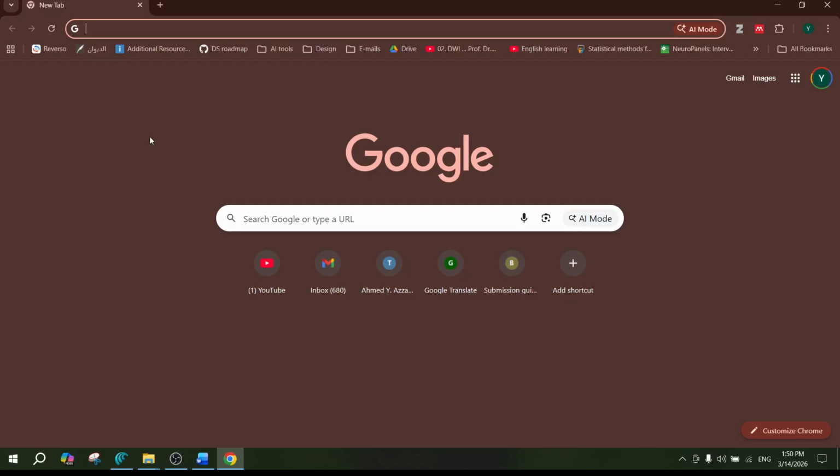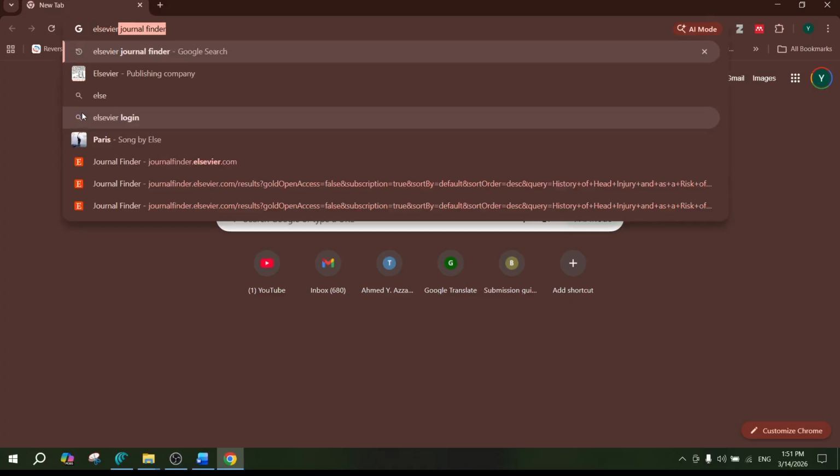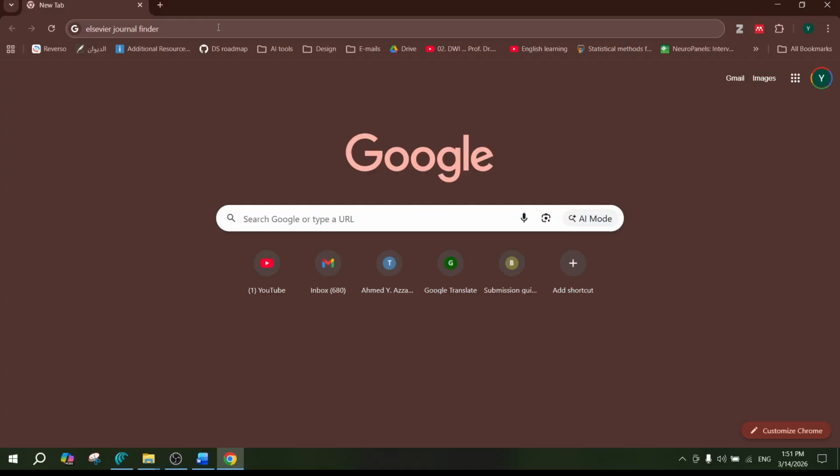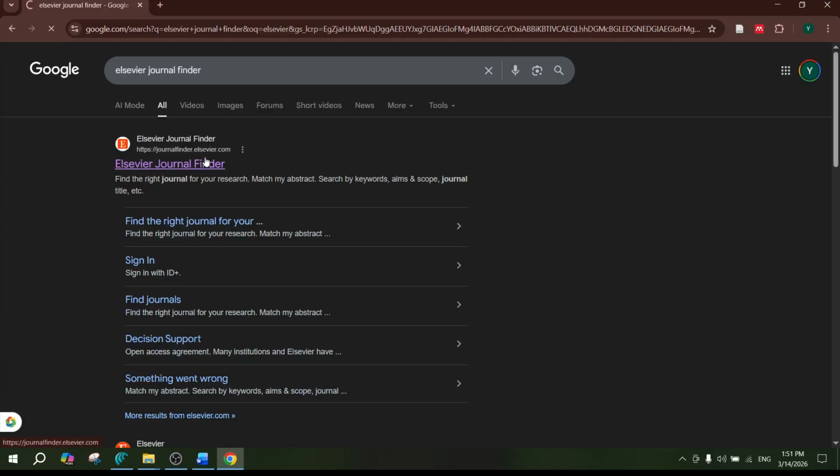All of us know Elsevier. It's a famous publisher, and most publishers like Elsevier, Springer Nature, and Wiley provide a service, which is a search engine where you can put your title and abstract of your research paper, and it will suggest journals to you where you can send your paper. So let's just go to Google search. Let's see Elsevier journal finder.